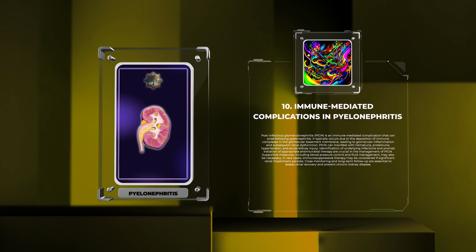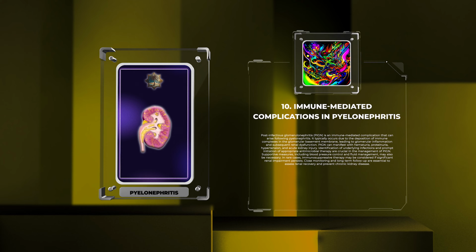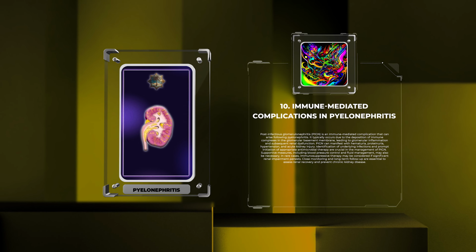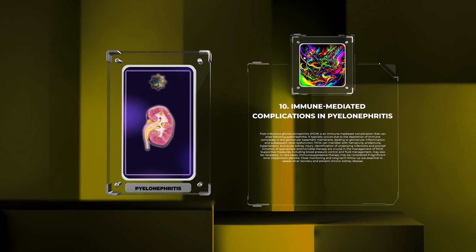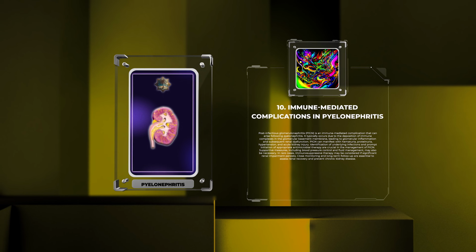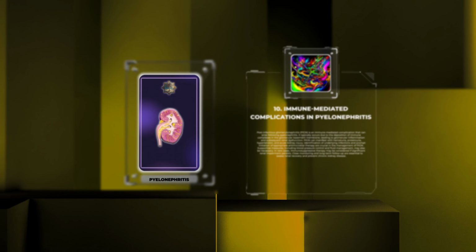Supportive measures, including blood pressure control and fluid management, may also be necessary. In rare cases, immunosuppressive therapy may be considered if significant renal impairment persists. Close monitoring and long-term follow-up are essential to assess renal recovery and prevent chronic kidney disease.